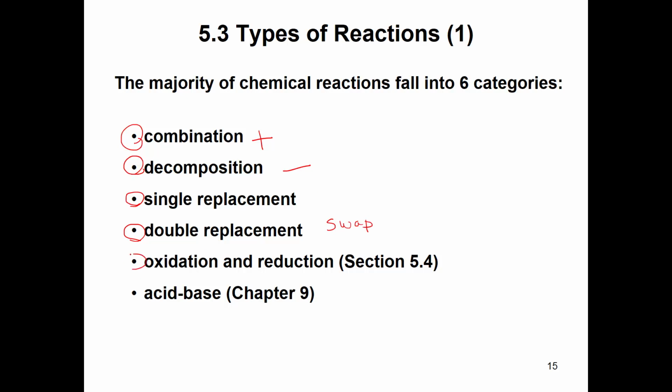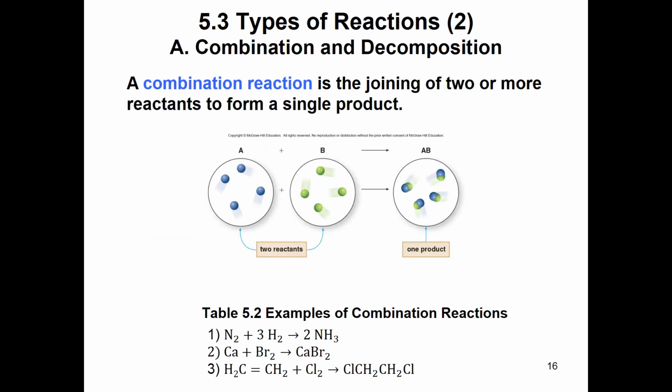Oxidation and reduction, which we're going to talk about in the next section. And then acid-base reactions, which aren't really covered until chapter 9. So almost all chemical reactions are going to fall into one of those 6 categories. So let's look at them in a little more detail.